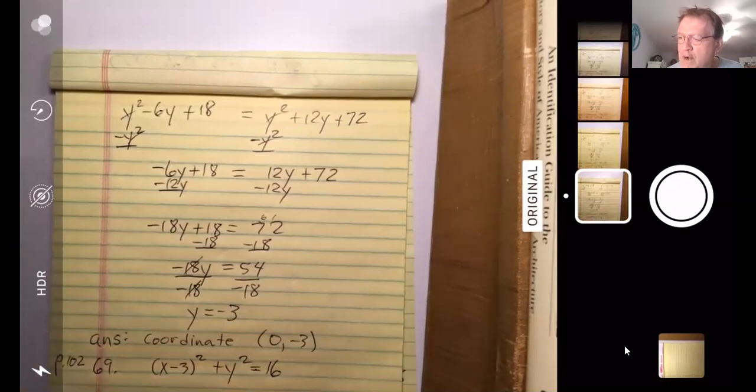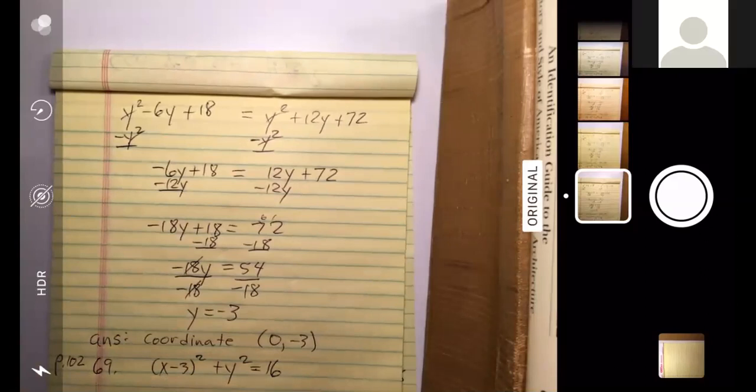Okay, and they're asking what the center and radius of the circle is. Is that your question? Yes. Okay.